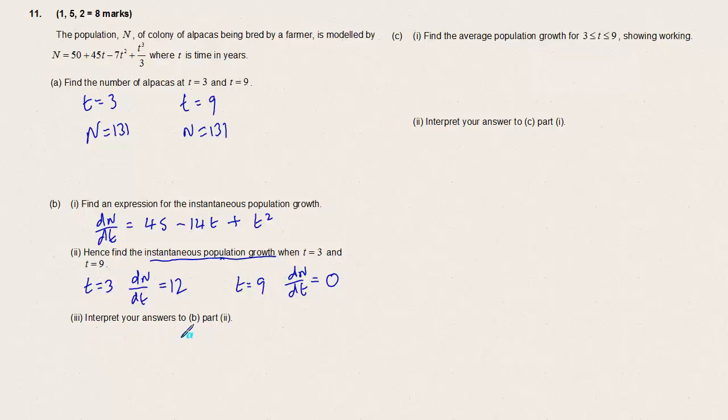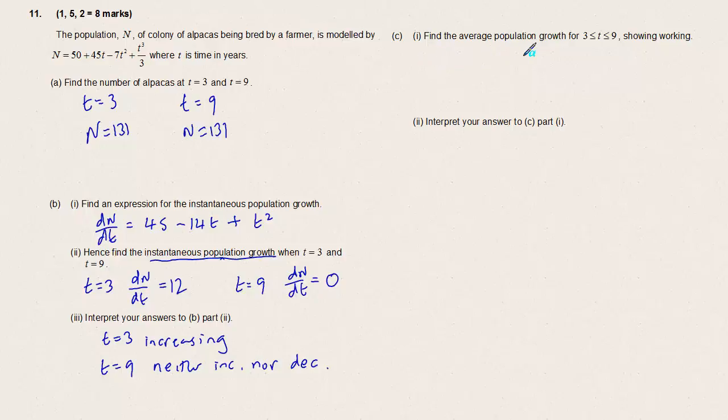Interpret your answers to this part. So t equals 3, we have an increasing population. I think you need to write more than just the word, but the population is increasing would do. And at t equals 9, we can see it's stationary, so it's neither increasing nor decreasing.